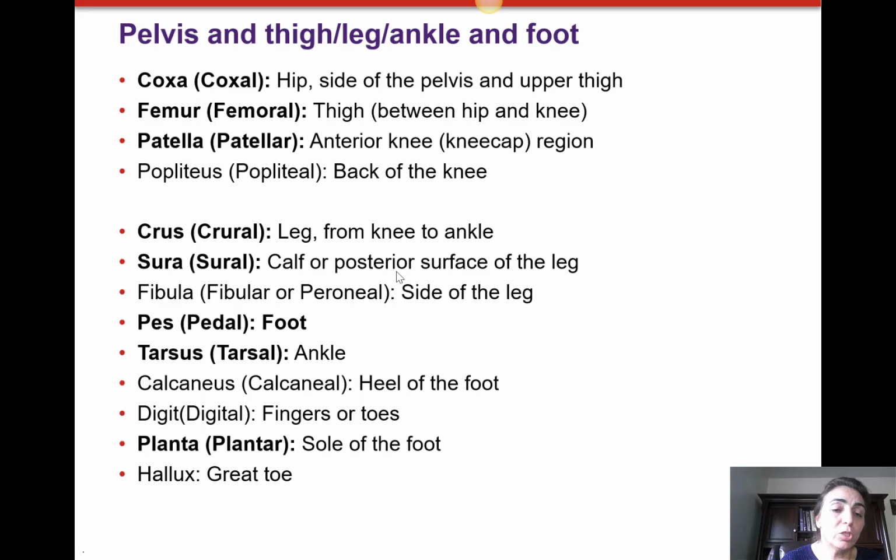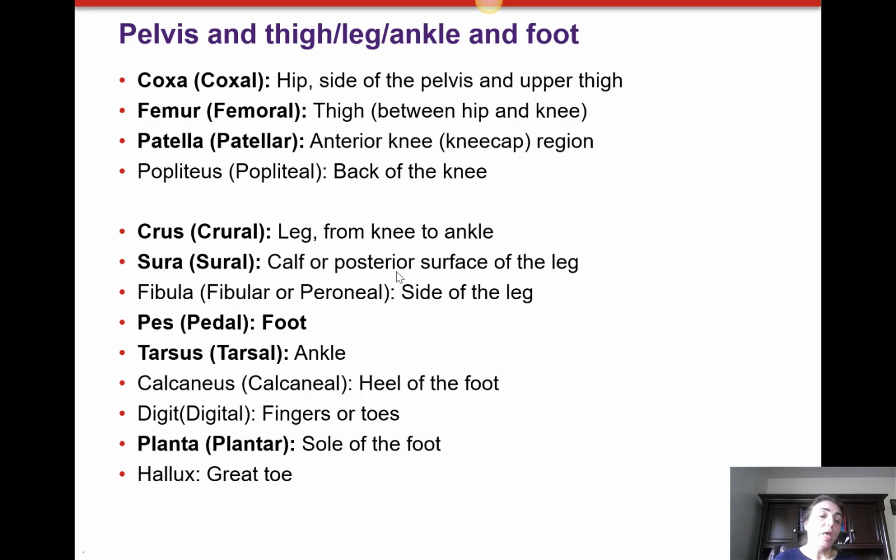Then we have sural, and the adjective sural, for the calf or posterior surface of the leg specifically. So the whole leg in this area between the knee and ankle is crus, and the posterior of the leg is sura. Like for example, you will see that we have a sural muscle, sural artery, all those. Then we have fibula, and the other common term for that is peroneal, which is the side of the leg specifically. We have the term pes or pedal, that refers to the foot.